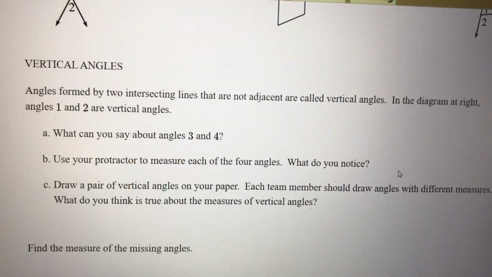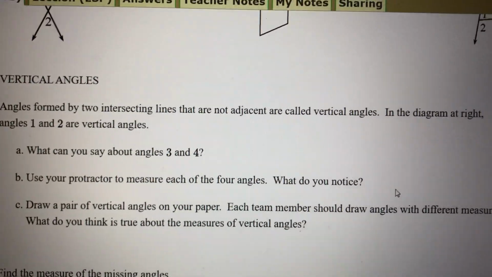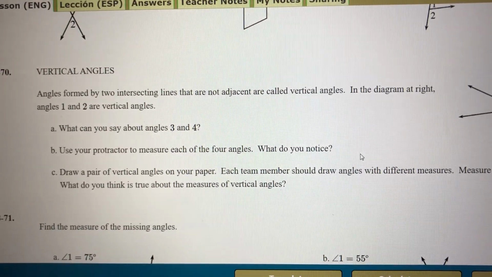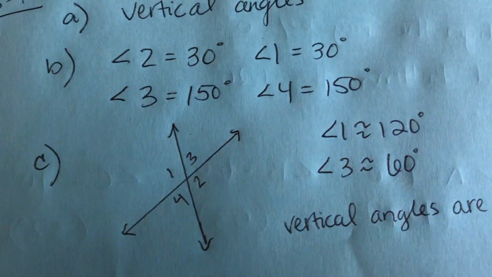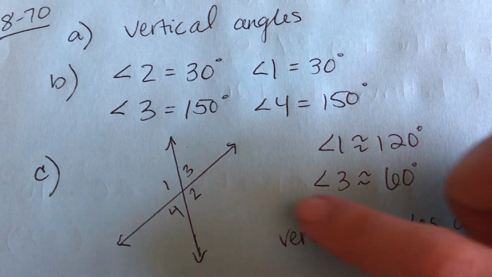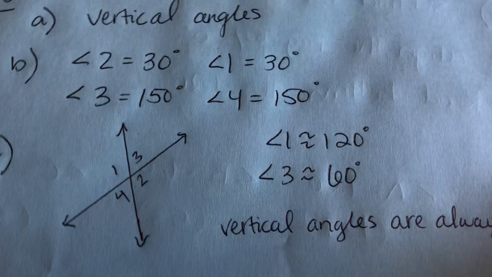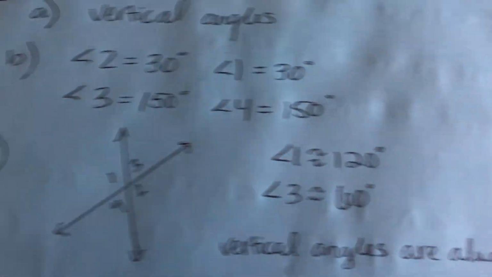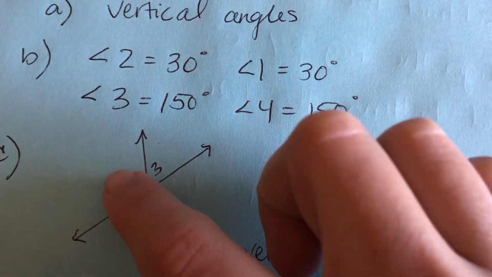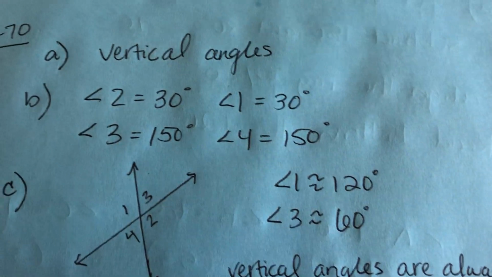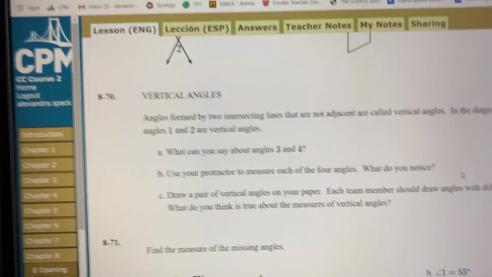Let's look at part C. Draw a pair of vertical angles on your paper. You probably don't need to do this part, but you'll watch mine. Measure your vertical angles. What do you think is true about the measures of vertical angles? Here's mine that I just drew. I saw that angle 1 was approximately 120 degrees, and angle 3 was approximately 60 degrees. So it means vertical angles are always equal to each other. Angle 1 and angle 2 would be equal because they're vertical, and 3 and 4 would be equal because they're vertical angles. Whew! Almost there.